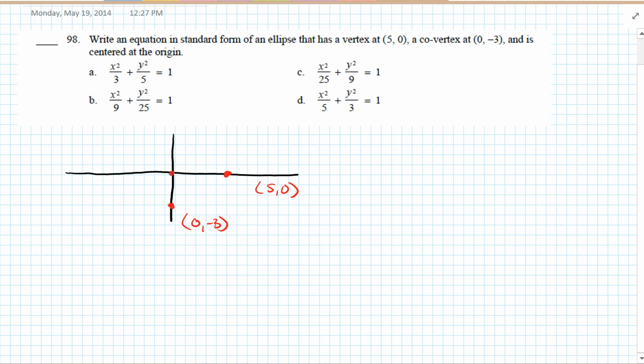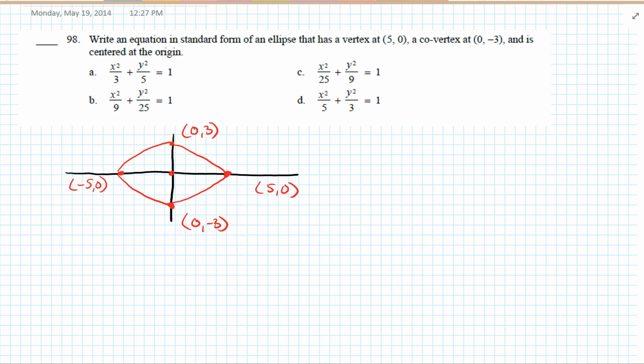Okay, so we know there's the center at 0, 0. And here's what we know. If we have a covertex at 0, negative 3, we know we have another covertex at 0, 3. And if we have a vertex at 5, 0, we know we have a vertex at negative 5, 0. So there's our sketch. I know it didn't ask for this, but I'm just trying to give you some groundwork.